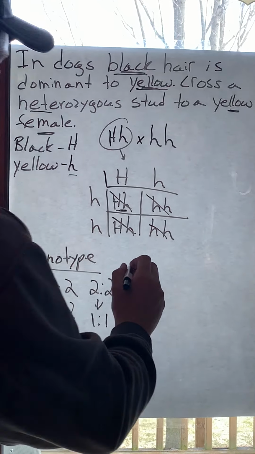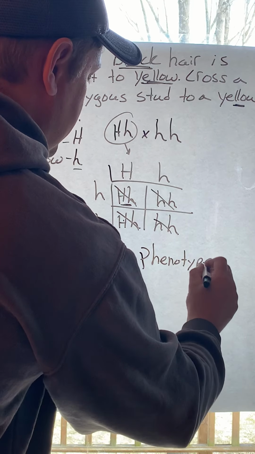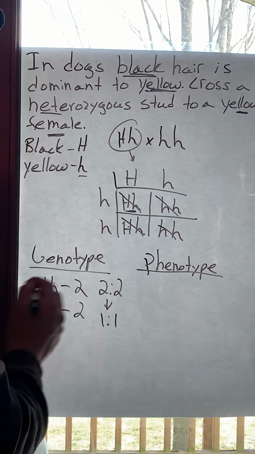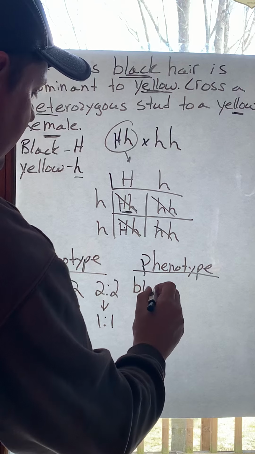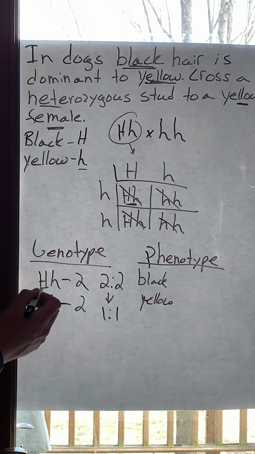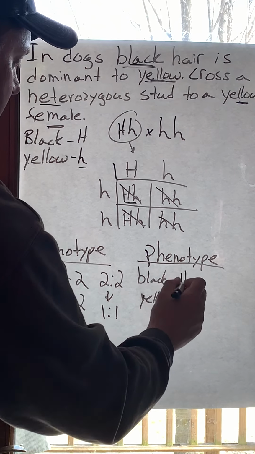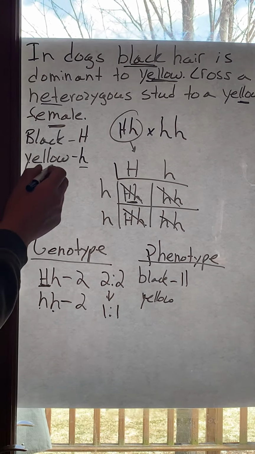Then we want to know what this is actually going to look like in our young animal. So we're going to do a phenotype. In this problem, the puppies can either be black or they can be yellow. I'm going to look here. Big H means black. There's two of those, one, two. Little h is yellow.